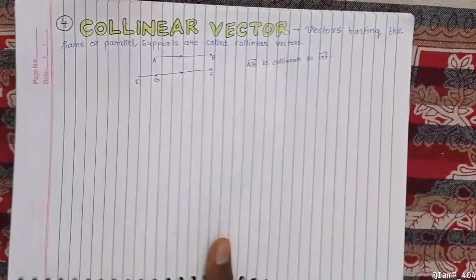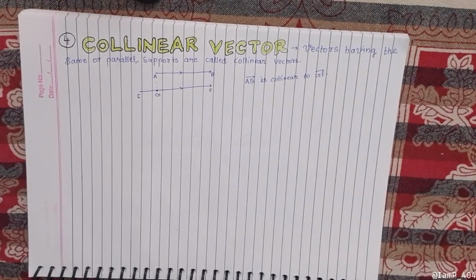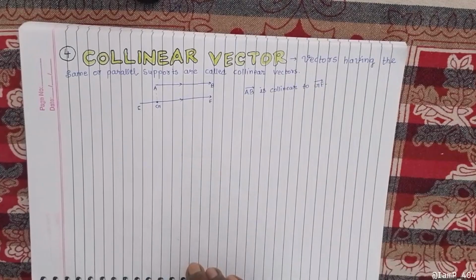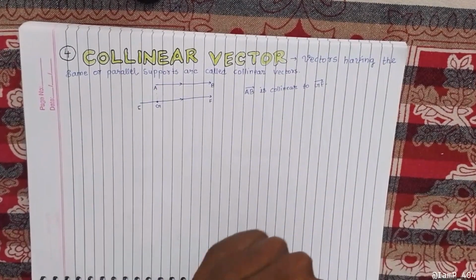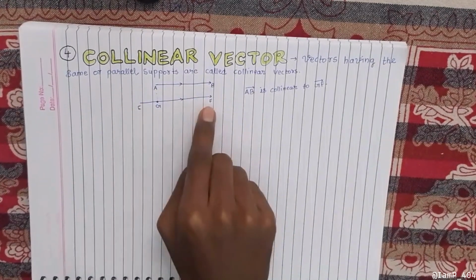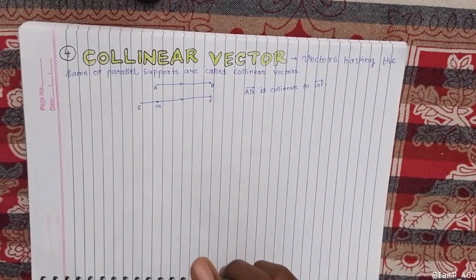And then comes our fourth type of vector, which is called collinear vector. Vectors having the same or parallel supports are called collinear vectors. Here we are supposing length. One thing I want to say is that vectors on a plane can be moved from here to there. Their position doesn't matter. For example, vector AB and vector EF, these two vectors are collinear to each other.